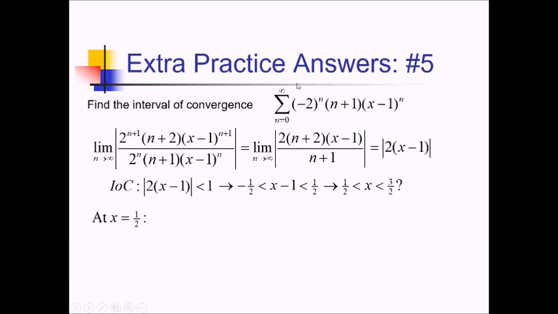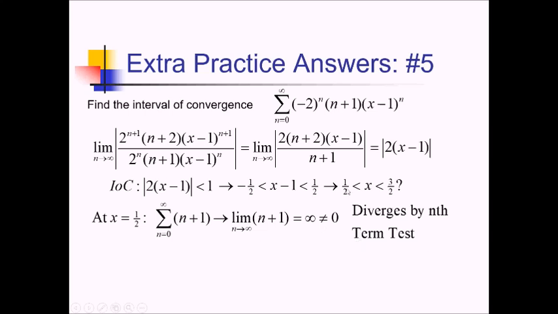I can combine this negative 2 to the n and the negative 1/2 to the n. Negative 2 times negative 1/2 is just 1. So we just have 1 to the n times n plus 1, which is just going to be n plus 1. Now this does look a little suspicious. Let's use the nth term test on this thing. Limit as n approaches infinity of n plus 1 is going to be just infinity. Since that's not 0, we're going to diverge on this endpoint by the nth term test. So definitely not including 1/2 in the interval of convergence.